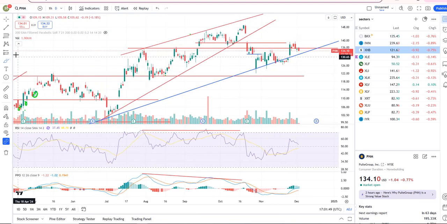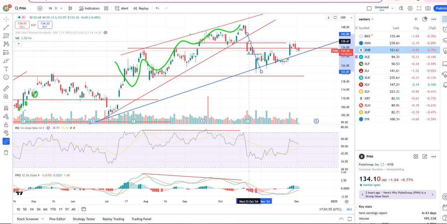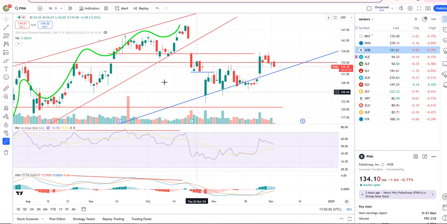So this was the widest part of the wedge there, and the measured target was basically there. Take that at the point of the breakdown, which is your measured target. It's about 122.04, and you can see we hit that right there on October 29th. So no real trade on the home builders right now.